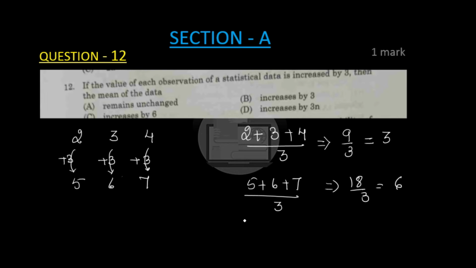So what is happening here? It's not remaining unchanged. It is not increasing by 6. It is not increasing by 3n, but it increases by 3. This is your correct choice. 3 plus 3 gives you a 6. I hope this is clear. Okay, so here the correct answer is choice B. Let us move on to question number 13 now.